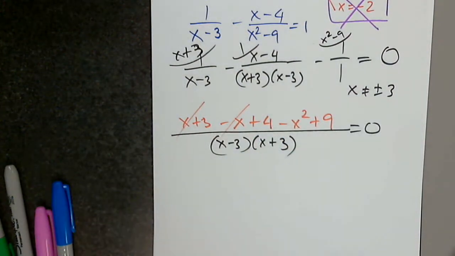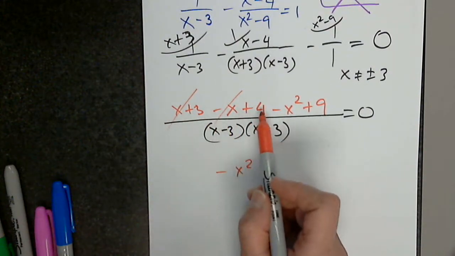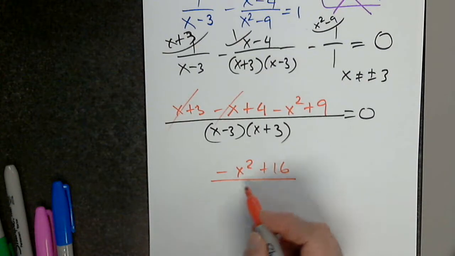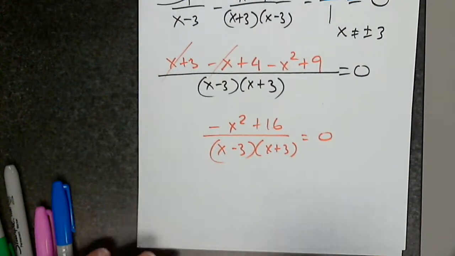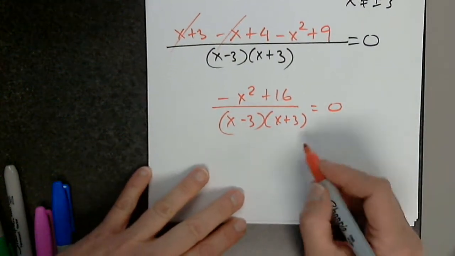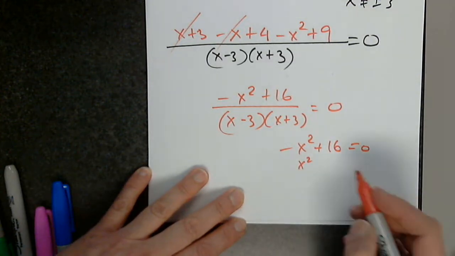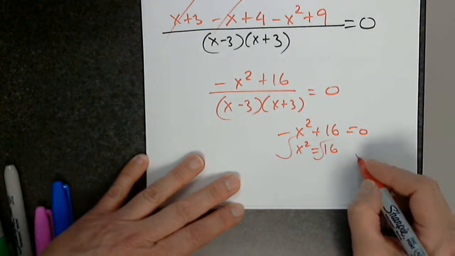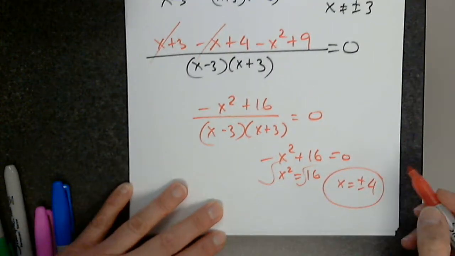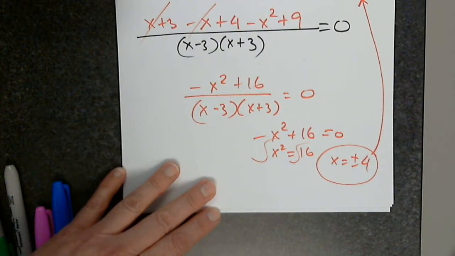These two go away. So then I have negative x squared, and this is 7 plus 9, which is 16, over x minus 3, x plus 3. You don't have to change it into a proportion. A fraction is 0 only if the top is 0. So then I have negative x squared plus 16 equals 0, or here's one way of writing it, solving it, because I know 4 methods. So x equals plus or minus 4. Are they on the list? No.